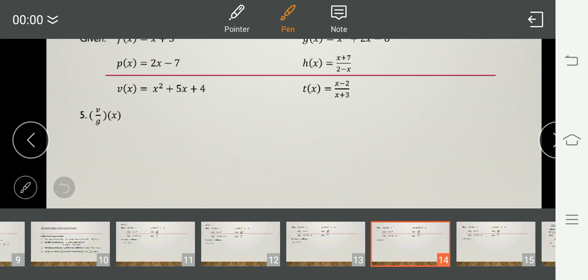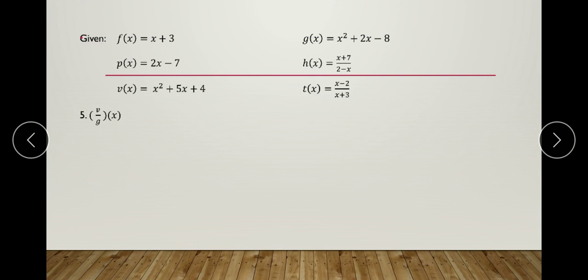Let's proceed to our next example. Our next example is that we are going to find the quotient of the functions v and g.